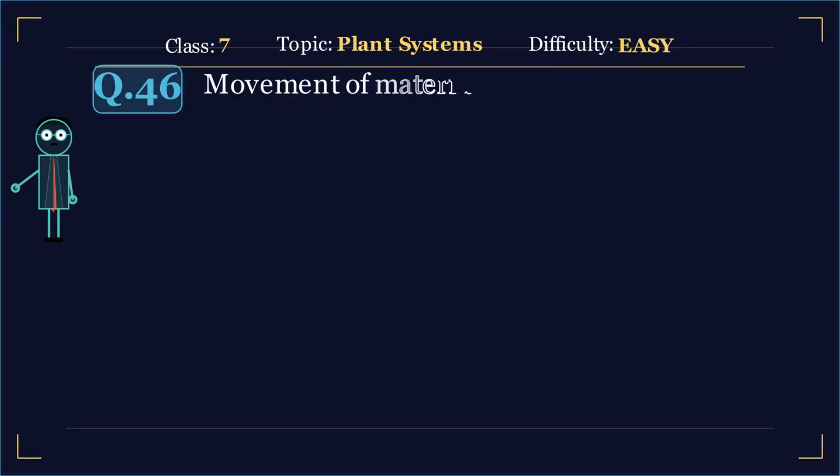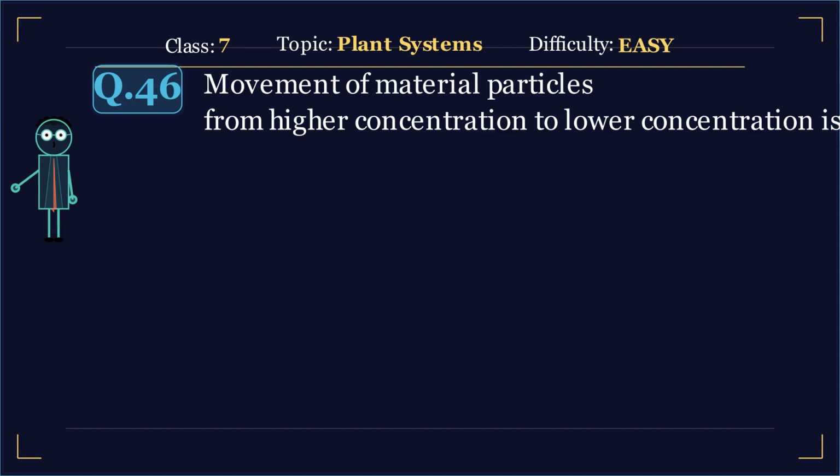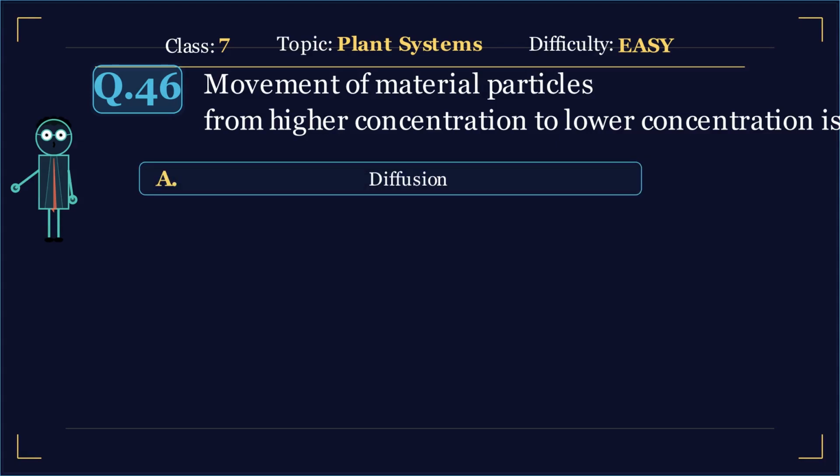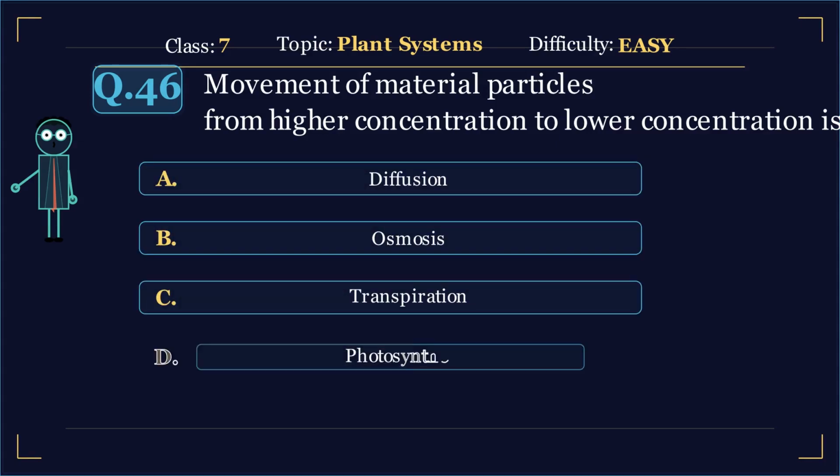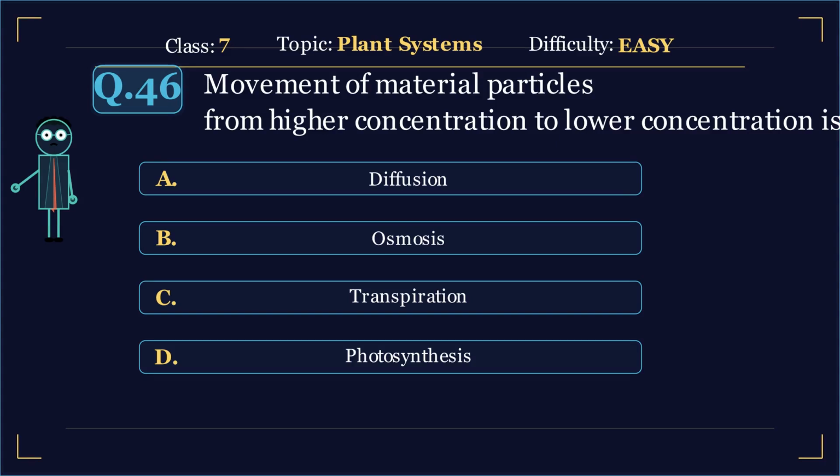Question 46. Movement of material particles from higher concentration to lower concentration is called. Option A, diffusion. Option B, osmosis. Option C, transpiration. Option D, photosynthesis. The correct answer is option A.